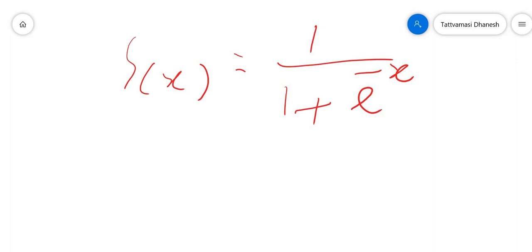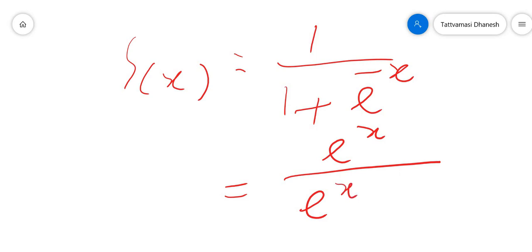When you multiply both the numerator and denominator by e raised to x, you will get e raised to x by e raised to x plus 1. Some people will represent it like this. So how did you get this? You multiplied e raised to x in both the numerator and denominator. This is the mathematical explanation for the sigmoid function.